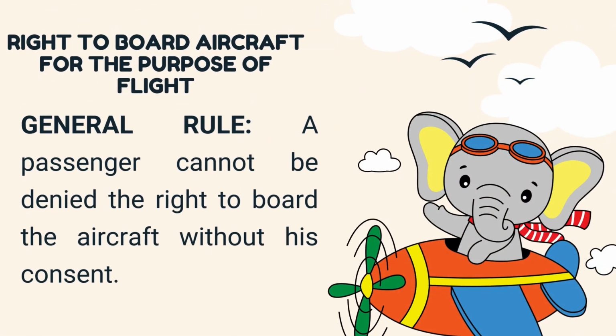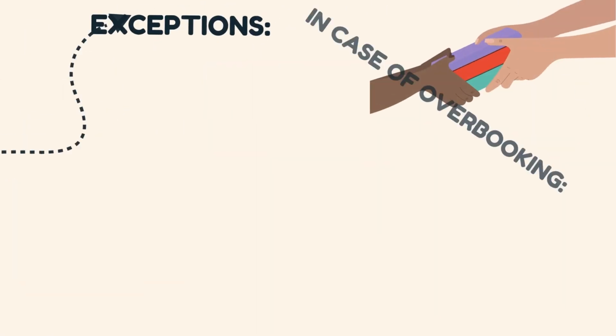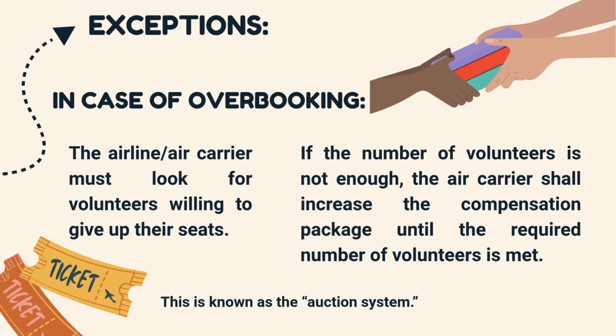Right to board the aircraft for the purpose of the flight. General rule: a passenger cannot be denied the right to board the aircraft without his consent. Exception: in case of overbooking, the air carrier must look for volunteers willing to give up their seats. If the number of volunteers is not enough, the air carrier shall increase the compensation package until the required number of volunteers is met. This is known as the auction system.